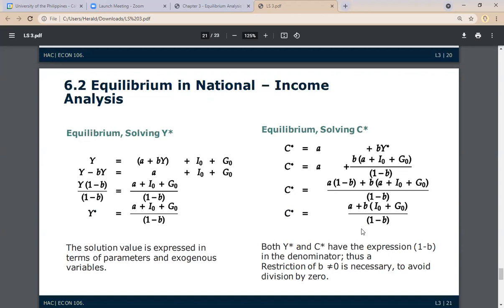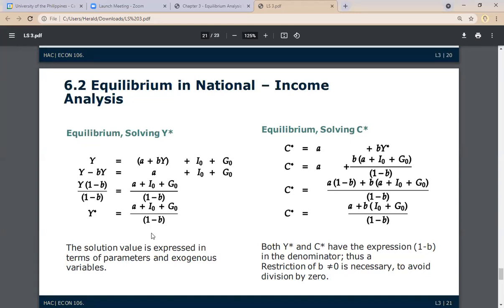So in solving equilibrium, in solving y star here, we first substitute the consumption expenditure function into the national income function. And then what happens after is we isolate y here, which leaves us with y star equal to a plus investment plus government spending over 1 minus b. The thing about solving y star or any solution value here, class, is that it should be expressed in terms of parameters and also exogenous variables.